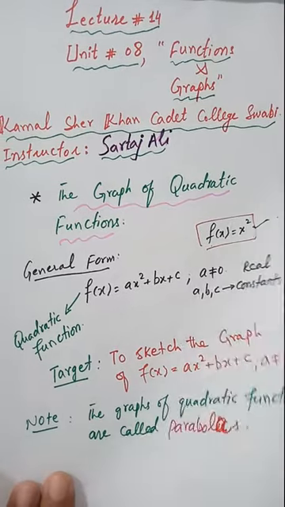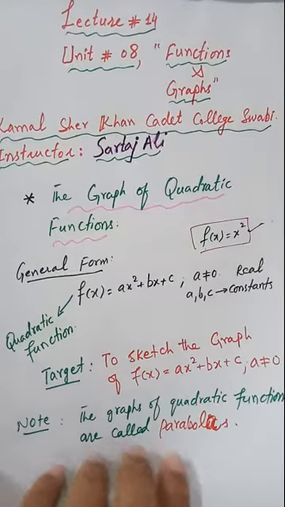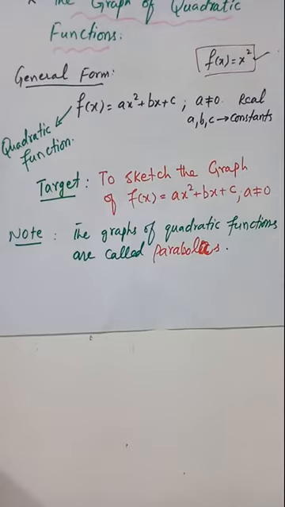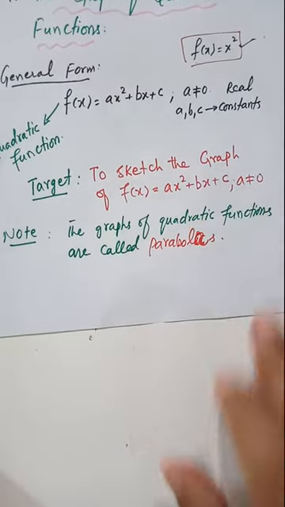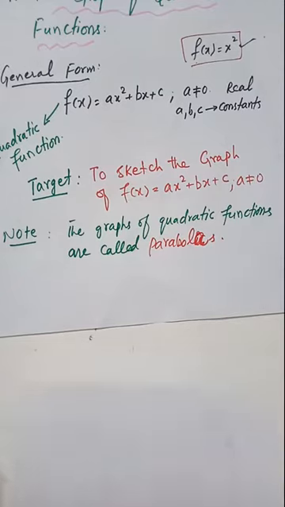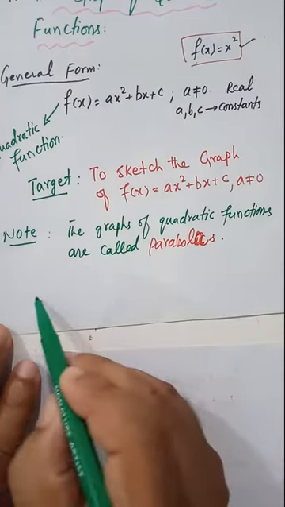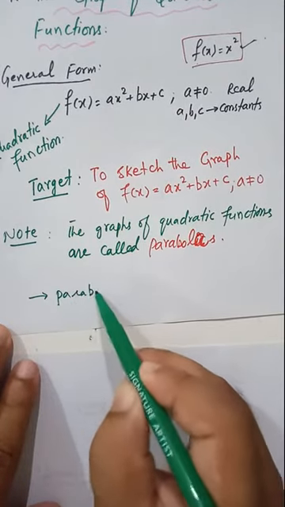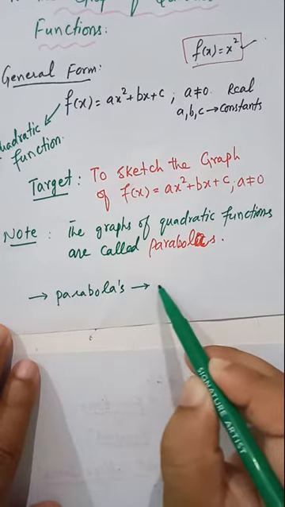Now you must remember this point, that the graph of a quadratic function is always a parabola. How will that parabola be? Parabola means U shape. Parabolas are always in U shape.